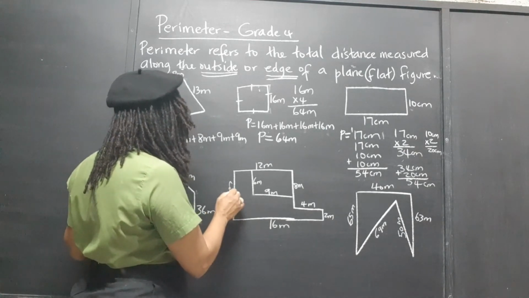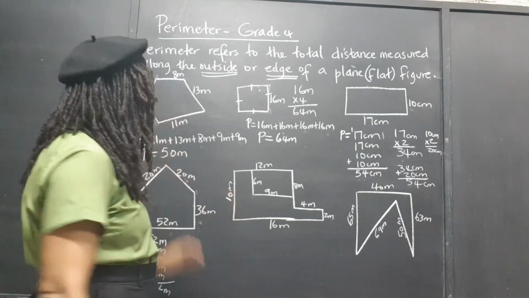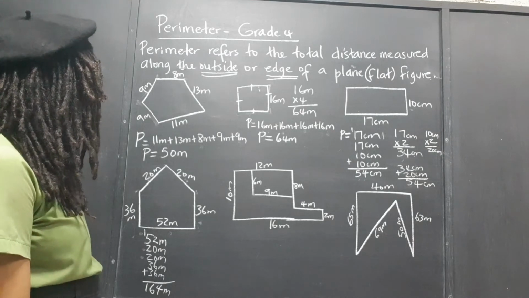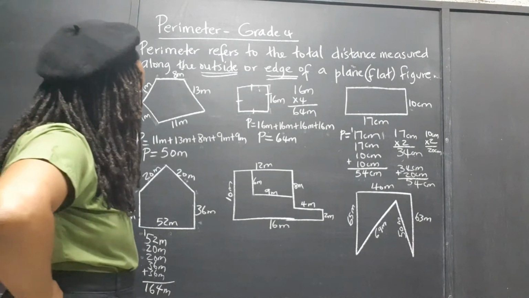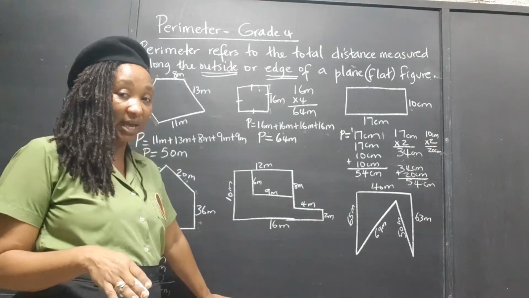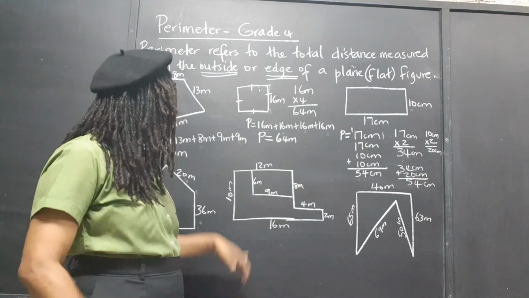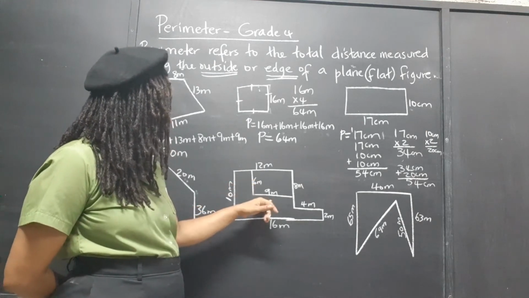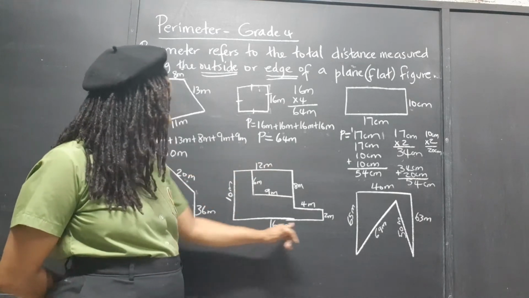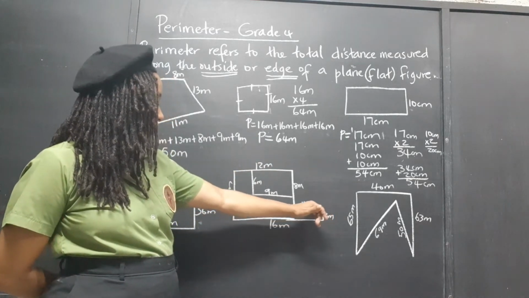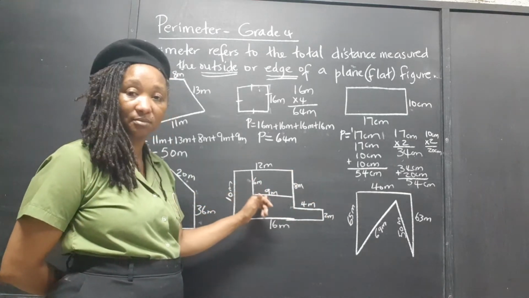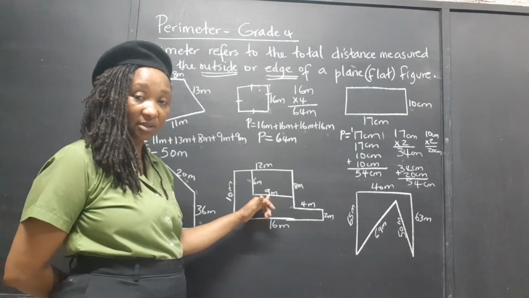Alright, so now we're given this irregular shape and they want the perimeter. What are we to do? Okay, so perimeter is the distance on the outside. But they give us these distances, so we know where to add the 12 meters, 10 meters, 16 meters, 2 meters, 4 meters, 8 meters. But what are we to do with these? Because they gave them to us.